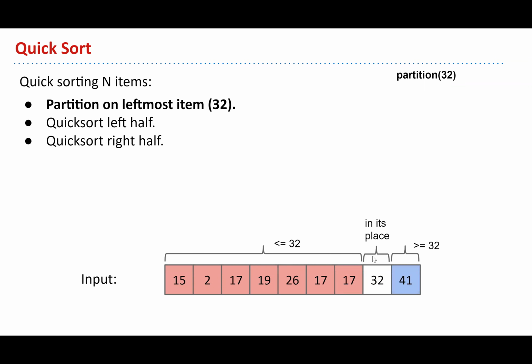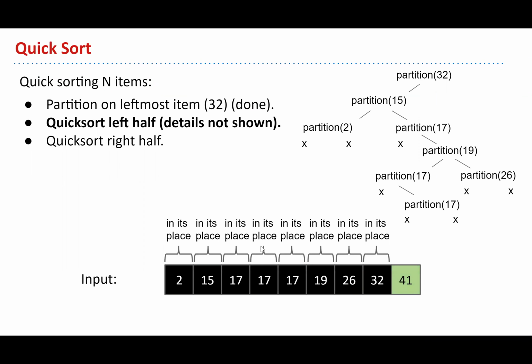Okay, so 32 is in its place. We have one problem, which is all the items which are less than or equal to 32, and then a right problem, which is all the items that are greater than or equal to 32. And you might notice I said all of these, so not exactly, but all the items over here are definitely less than or equal to 32. All right, so we're done with 32. And now we're going to quick sort the left half.